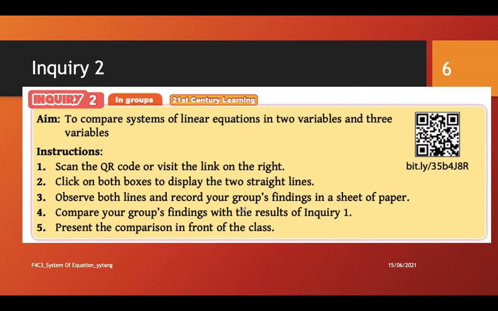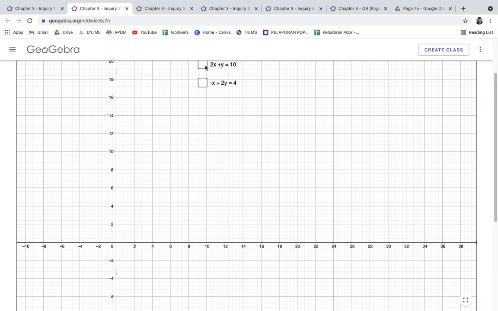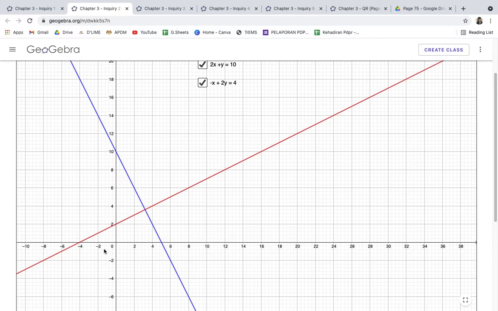Okay? Inquiry 2. So this one, observe both lines. There are two lines and you see what happens. Okay, this is a line, only x and y. So it's a straight line in the x and y axes. Or this one, the red color. This is a straight line because it's only two variables. If there are only two variables, this is a straight line. And these two lines will intersect at one point. These two lines intersect here. So you may read down where the intersection is. What's the point?